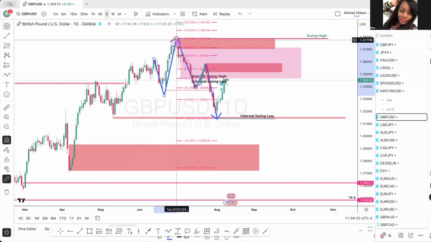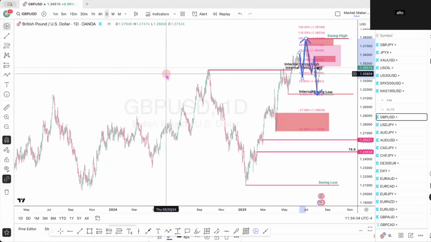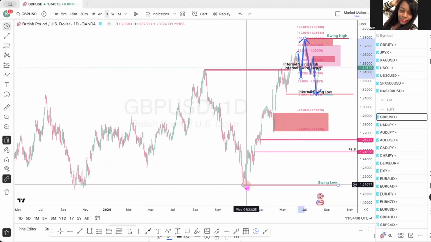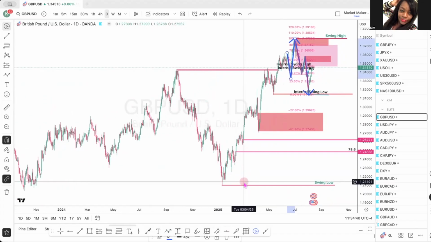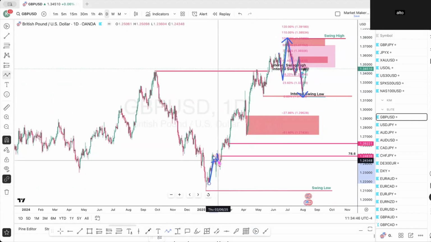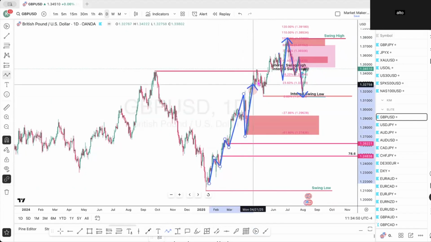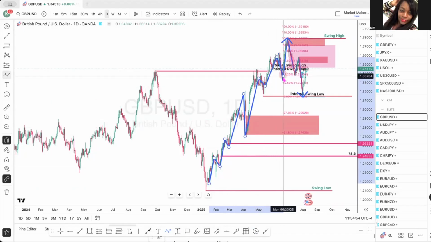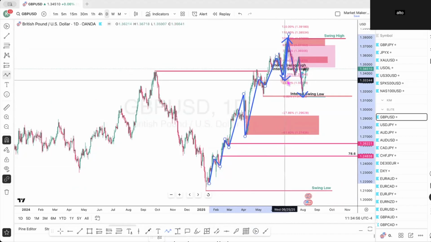This is an internal swing low because on the higher time frame, this is the break of structure. This is the swing low, and this is my swing high. So all this was internal. That was regular structure until it broke. So all this was internal, and then price broke below that zone.